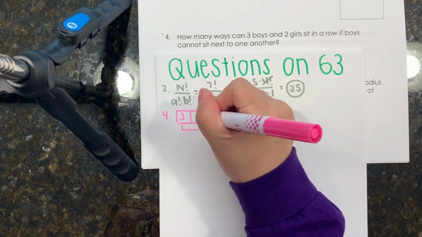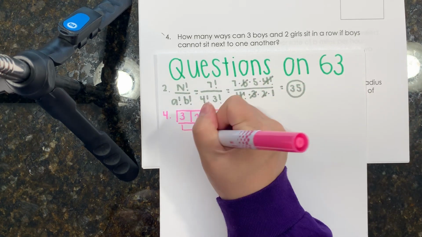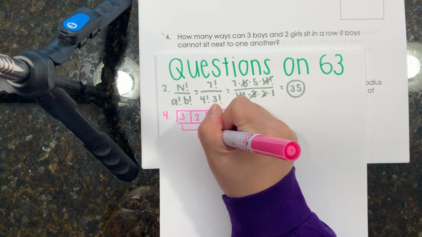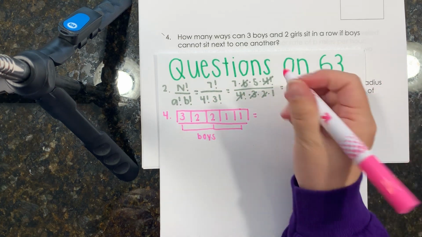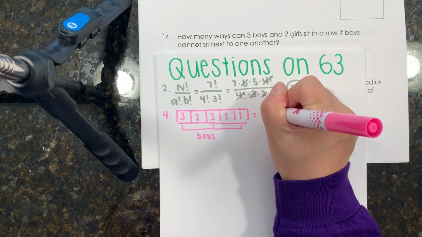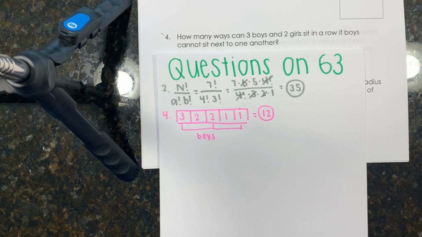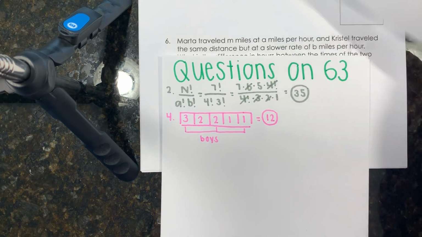Then for girls, we have 2 times 1. So these are all the boys' seats, and then the girls. And then 3 times 2 is 6, times 2 is 12. So there would be 12 different ways those people can sit in a row if the boys cannot sit next to each other.